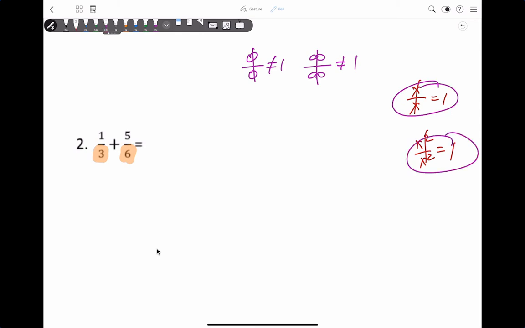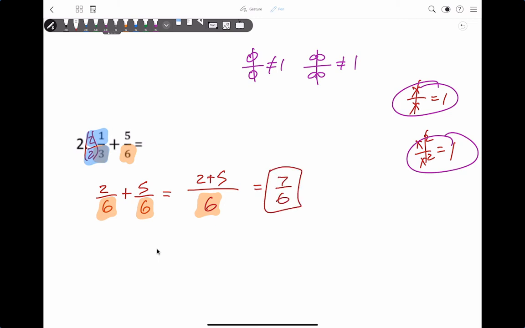Okay, so like we canceled forms of 1, now we're going to create forms of 1. I'm going to create a form of 1, which is 2 over 2, that I'm going to multiply with just this piece here and just this piece here. So it becomes 2 over 6, and now I have the common denominator of 6. So I'm going to write that as one fraction. And now it's just 2 plus 5, which is 7, so that I get 7/6. And I can leave it as an improper fraction if I want. Okay, so this 7/6 is my answer.